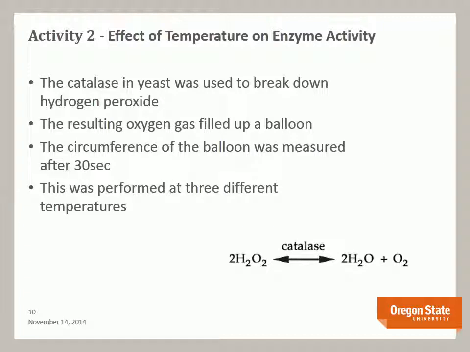Activity 2 looks at the effects of temperature on enzyme activity. In this lab, catalase, which was provided by yeast, was used to break hydrogen peroxide down into water and oxygen gas. The oxygen gas was then collected inside a balloon, and therefore the amount of reaction could be measured by the circumference of the balloon as it filled up. This was then performed at 3 different temperatures to see how the temperature of the substrate affected the overall reaction rate.